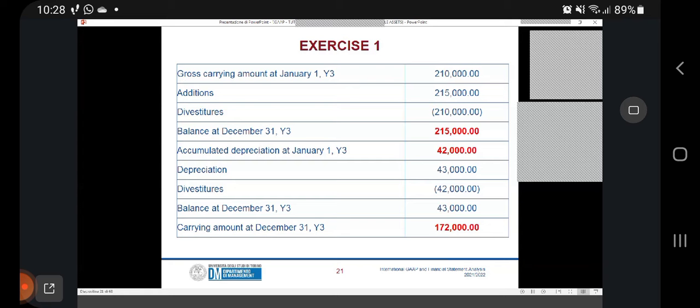Well, the difference between the historical cost at 31st December year 3, 215, minus the accumulated depreciation at 31st December year 3, 43,000, you get the net carrying amount 172,000. Is it clear?